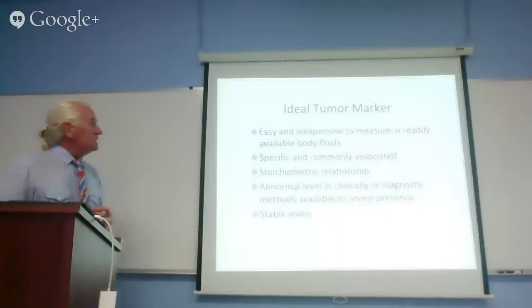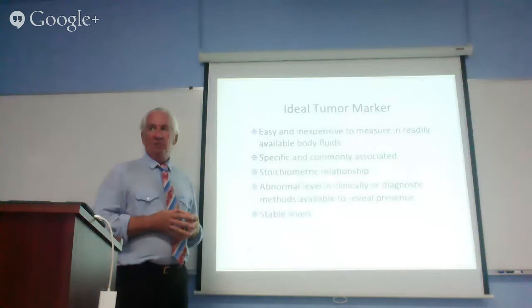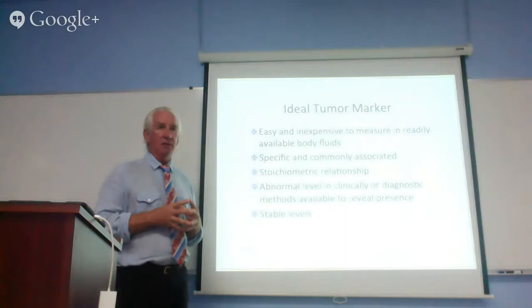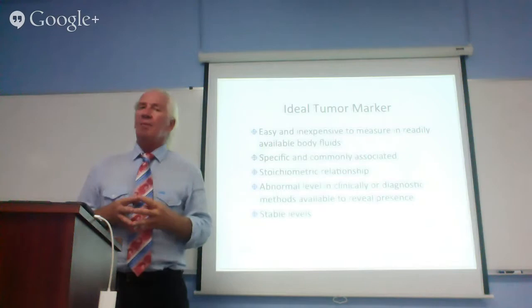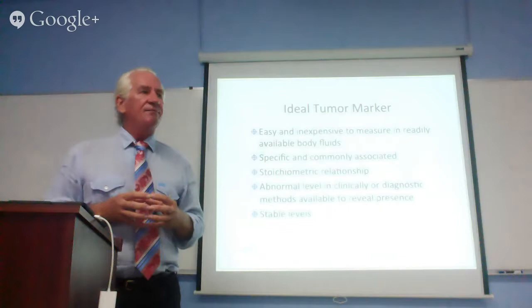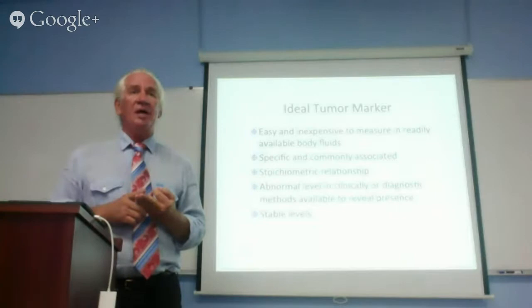So an ideal tumor marker is easy and inexpensive to measure. Expense is a huge thing in trying to fight cancer biology. Easy is nice, right? For most tumor markers, what you have to do is go get a piece of tumor tissue and evaluate the tumor. That means biopsy or surgery. Easy means, do we have a serum?